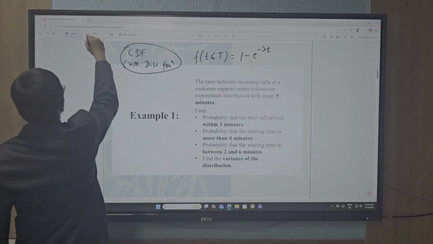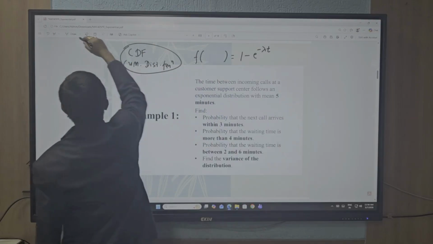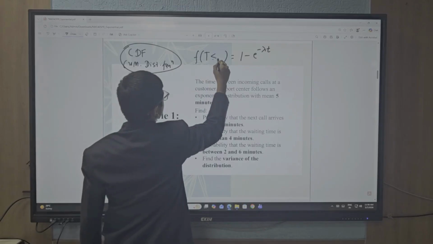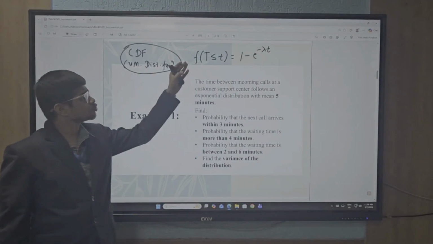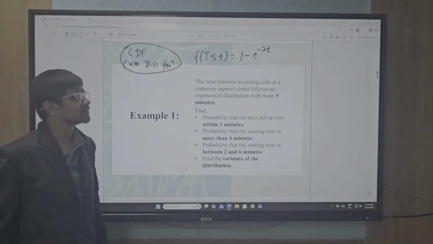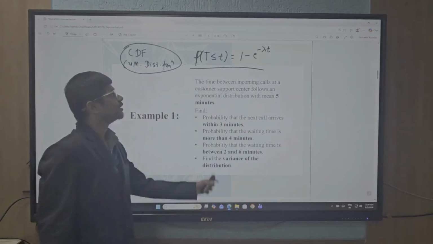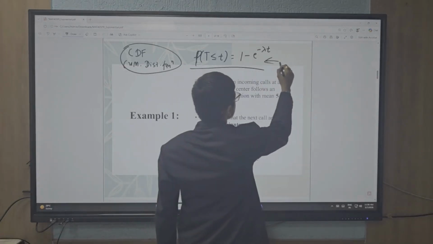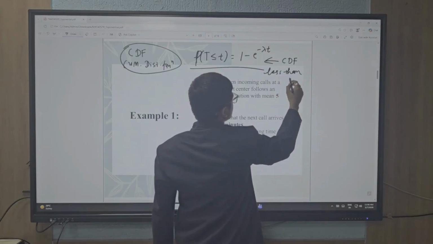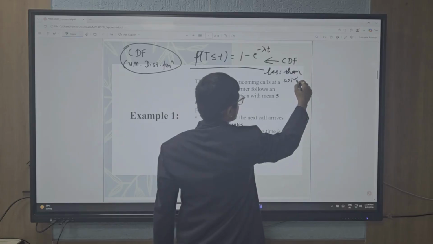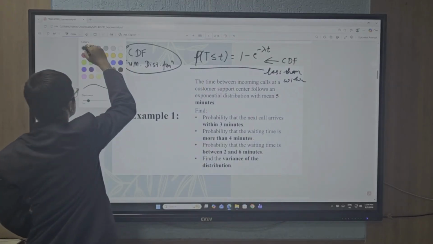Now let me clarify everything. To find the probability of this function, this is our CDF. Whenever we are saying less than or equal to within, that time the CDF is useful. So what about the more than that?